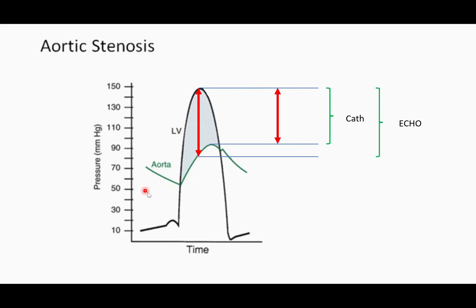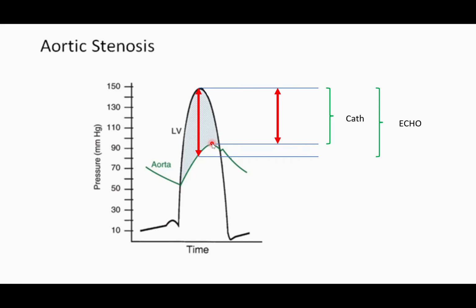However, the peak aortic pressure is a little later than the peak left ventricular pressure, because blood travels from the left ventricle to the aorta. So blood takes time to travel from the left ventricle to the aorta. That's why there is this little difference in time between the peak LV and the peak aortic pressures.